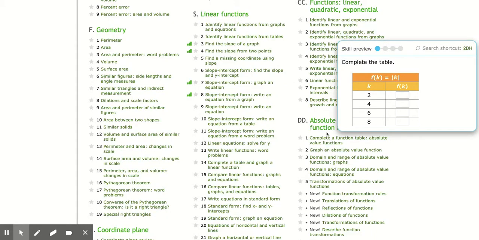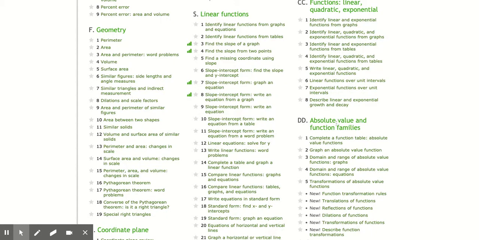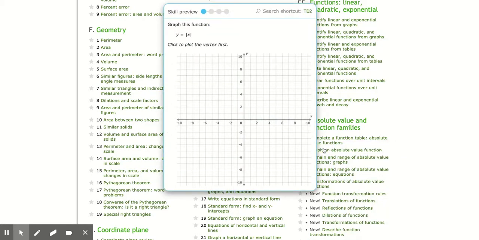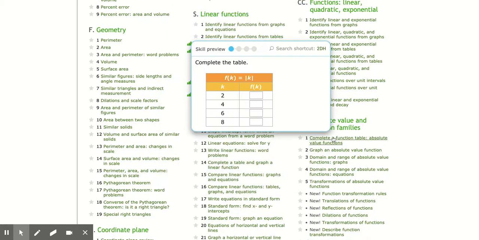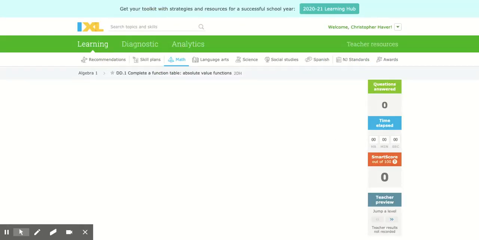Okay, these are the absolute value functions. In IXL we're going to do DD.1 and DD.2. They're right here, and I'm going to show you a couple examples of each.